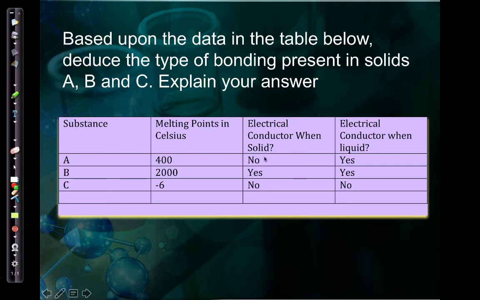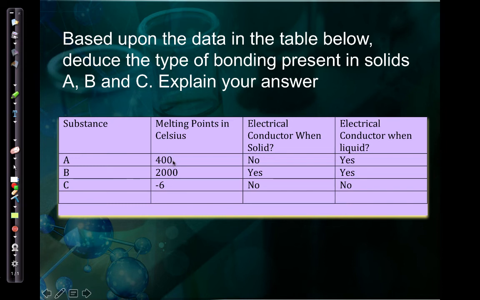Now, let's look at the other options that they give us. For option C, it's not a good conductor as a solid. It's not a good conductor as a liquid. And the melting point is very low. So for this one, I would say that this is a molecular solid. This is something that has intermolecular forces holding it together, because that melting point is too low.